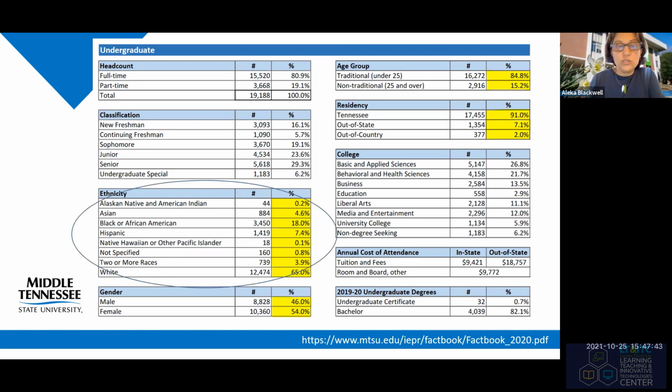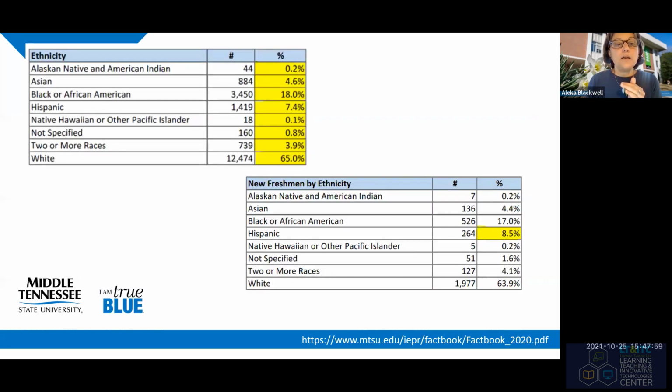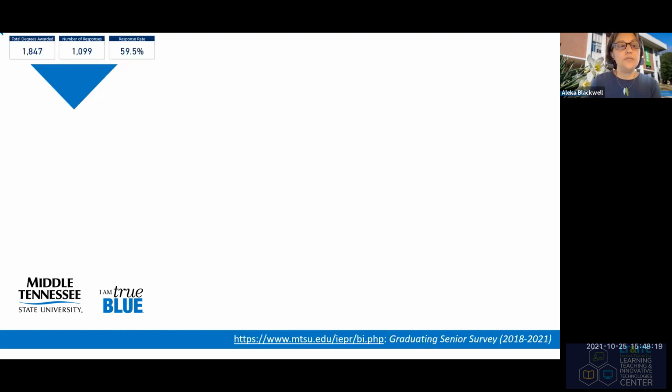So I've highlighted those, and I also wanted to show you the breakdown by race in the population of students across all stages, right? Freshmen, sophomores, juniors, and seniors are included here. I wanted to also compare it here with the incoming class. So our new freshmen by ethnicity, just looking at the numbers, I noticed that the percent of students that identify as Hispanic went up by 1%. So that's an encouraging piece of data.